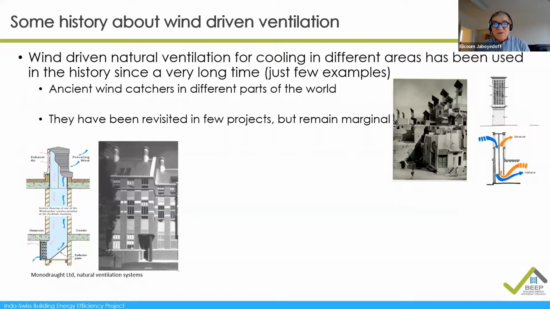Wind catchers have been used since maybe the 30th century in places like Iran or in Hyderabad, which was then part of the Indian continent. And they have been revisited. You can see here an example of a company called Monodraft, which is selling such systems, which are supposed to do more or less the same thing as these typical Iranian wind catcher systems, but it remained essentially marginal because it's quite complex and not easy to put in place, and would not provide sufficient air change as what is looked at in India.